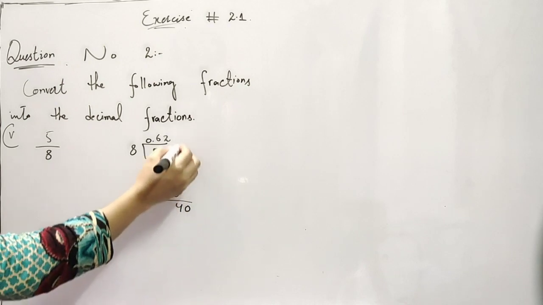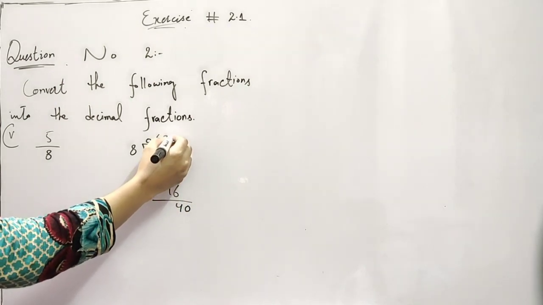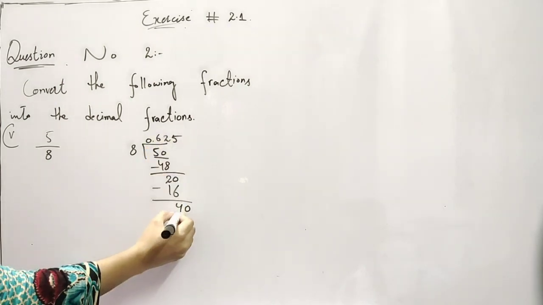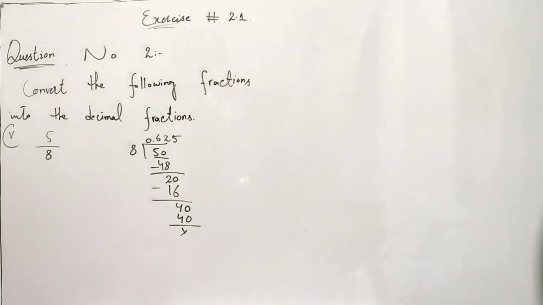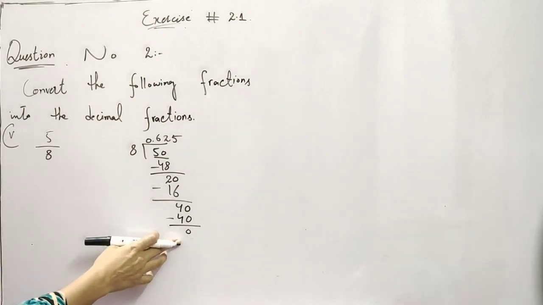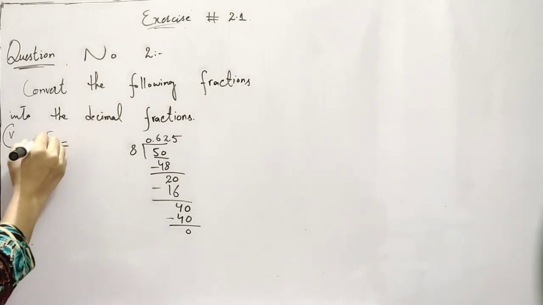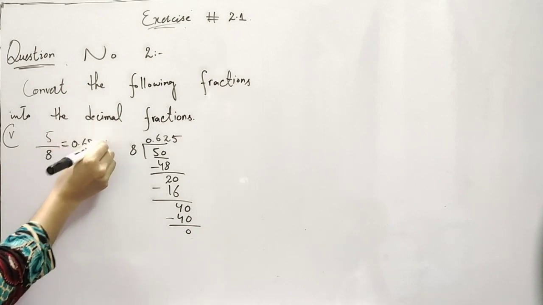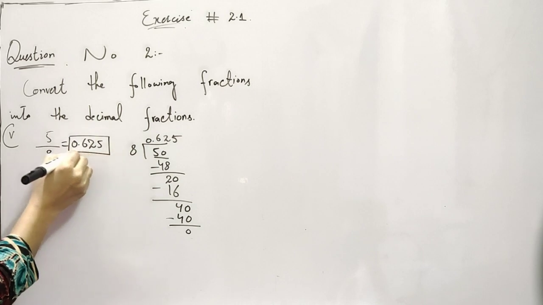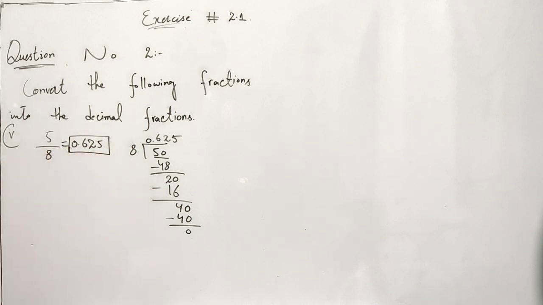Again put 0 here, and 8 5s are 40. So 40 minus 40 is equal to 0. So we can say that 5 over 8 is equal to 0.625. This is the answer in the decimal fraction of 5 over 8. So the fifth part is solved.